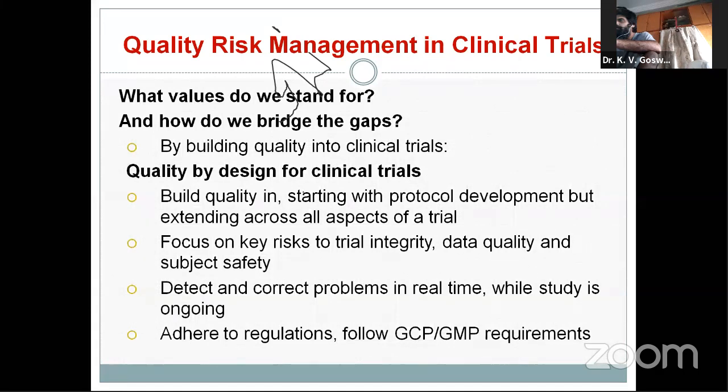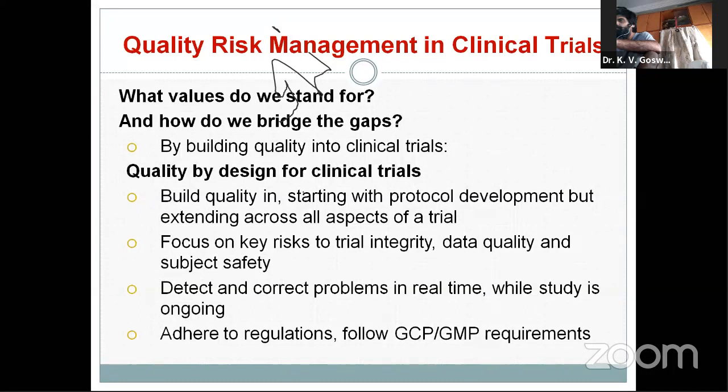So during the monitoring, if there are any issues, quality comes into the picture and addresses those issues. And if the issues are not resolved with the monitoring process, then quality does a for-cause audit of the site to understand if there are any other issues which are deeply embedded and that might compromise the data at the end of the trial. So, and then focus on the key risks to ensure that the trial integrity is not lost and the data quality is maintained, and of course, the subject safety.